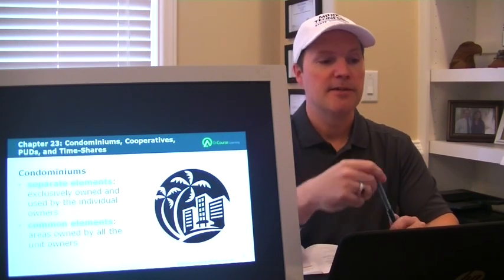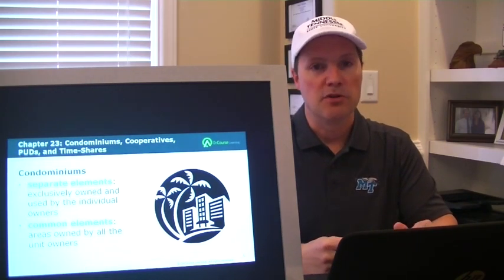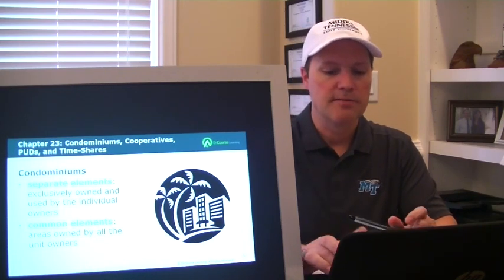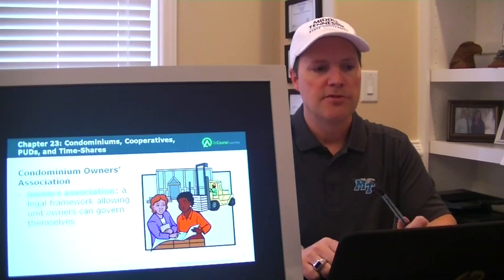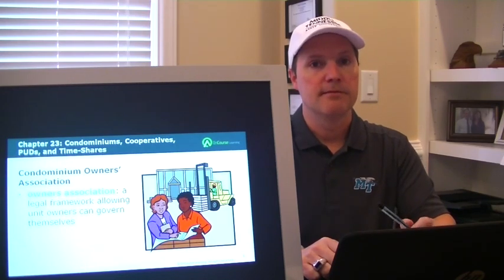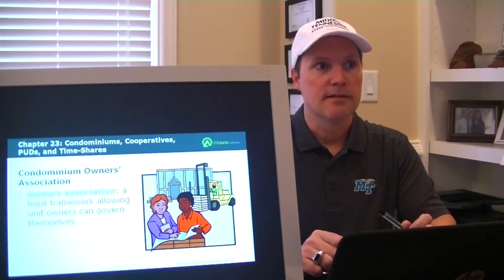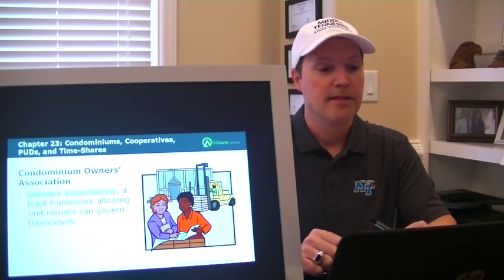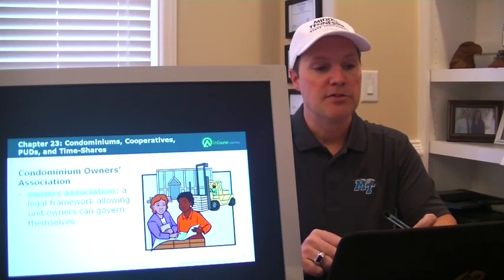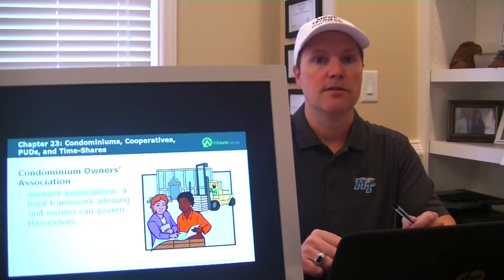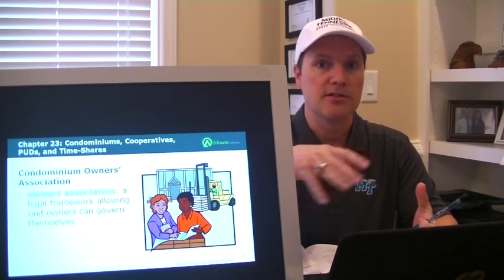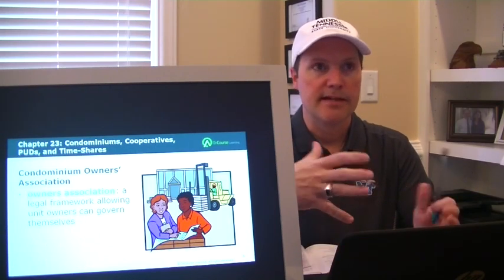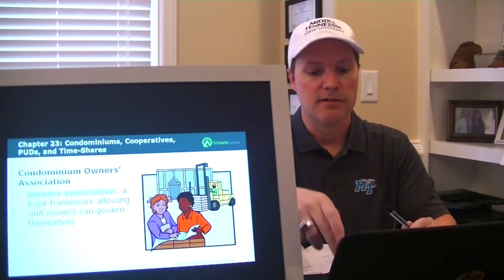Separate elements in a condominium are exclusively owned and used by the individual owners. And then common elements are areas owned by all the unit owners, which we just talked about. Condominium Owners Association. Okay, these can be pretty high dollar in some places. You could pay between $300 and $500 a month just for the association fee to be part of a condominium. A legal framework allowing unit owners to govern themselves. Okay, so it's actually got a board, usually homeowners who get elected to the board, and if anybody has any issues, they try to address those issues.